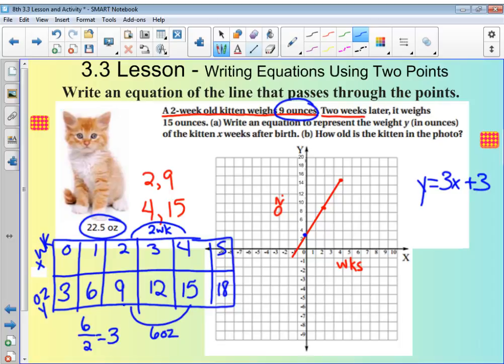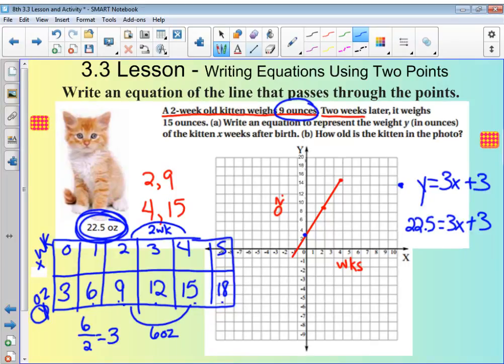So I could go through and continue my table and work it out, but I'm noticing, as I'm looking at these, they're all whole numbers. I have nothing that's a decimal number. So I'm going to go ahead and substitute in my equation this 22.5. And that was my y, or my ounces, right? So where I have y, I'm going to put 22.5. So 22.5 equals 3x plus 3.